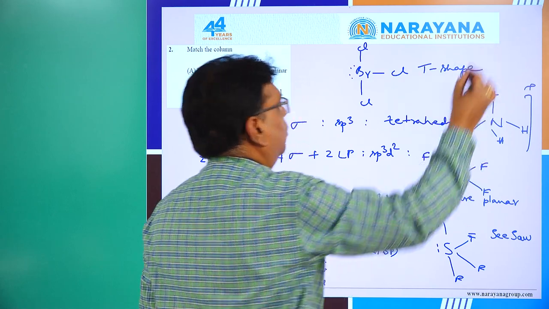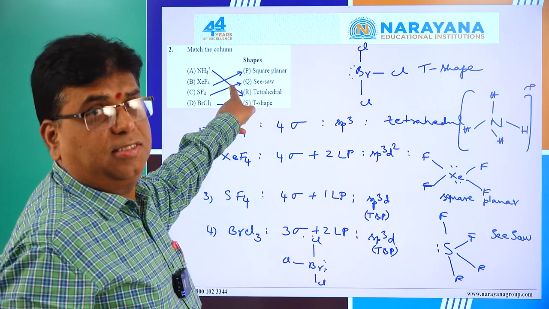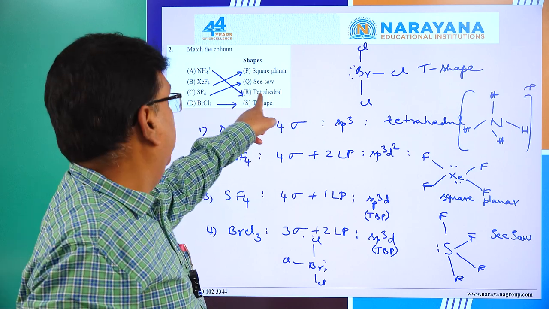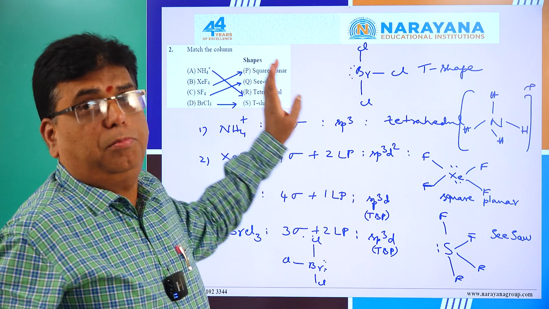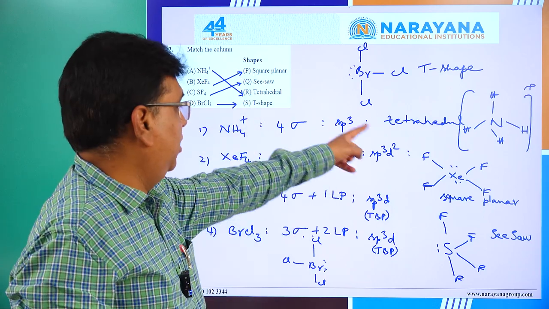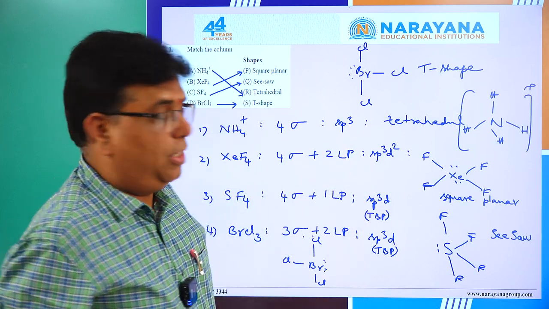Okay, so ammonium ion, tetrahedral; xenon tetrafluoride, square planar; sulfur tetrafluoride, seesaw; ClF3, BrCl3, T-shape, right? Every piece of information is given here, so you can easily understand. Now let's move on to the third question.